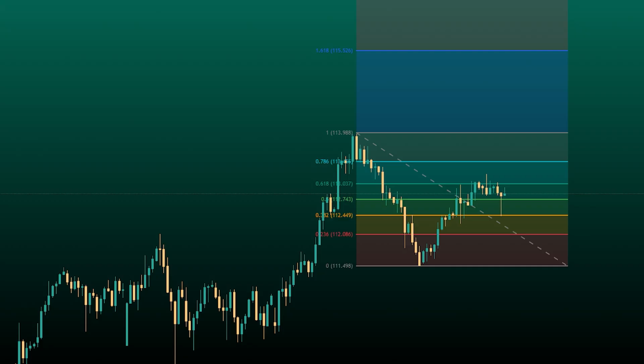To use Fibonacci, first identify a strong bearish move. Then draw Fibonacci from the high to the low. Wait for the price to retrace into one of the key levels. At that point, look for confirmation to sell, as the trend is likely to continue downward.